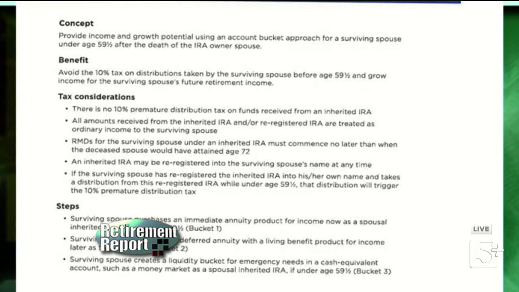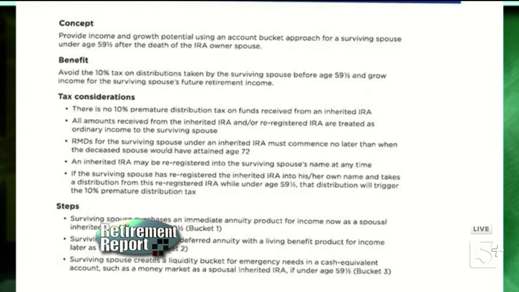So basically the surviving spouse purchases an immediate annuity for income now as a spousal inherited IRA if under age 59.5. Then the surviving spouse purchases a deferred annuity with a living benefit, that guaranteed income, for income later as their own. That's to give them guaranteed income for life. Surviving spouse purchases the immediate annuity, then the deferred annuity, then creates a liquidity bucket for emergency needs.